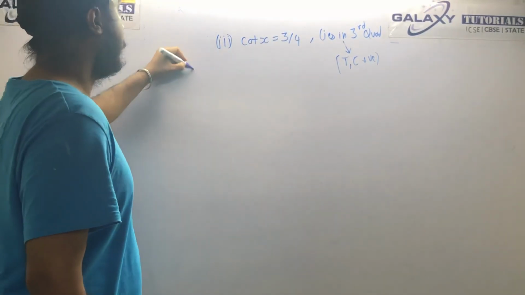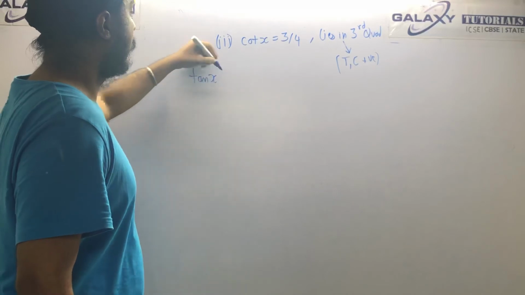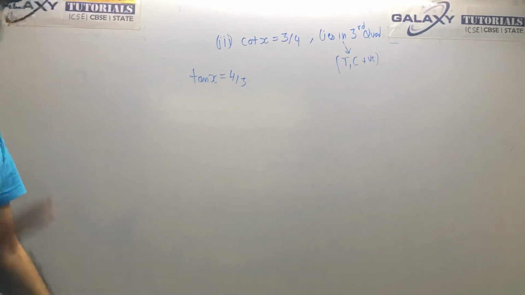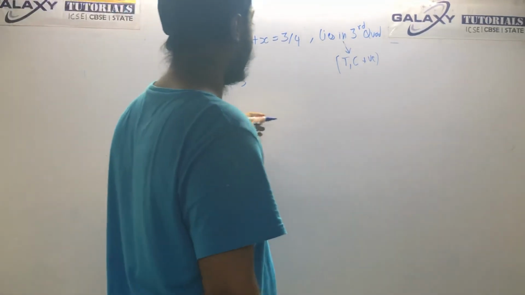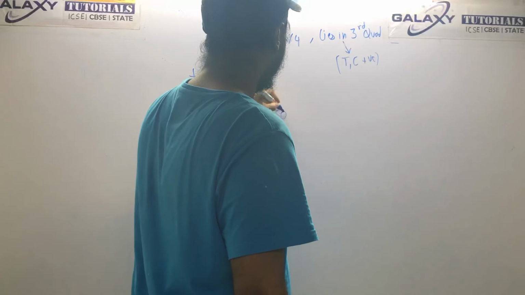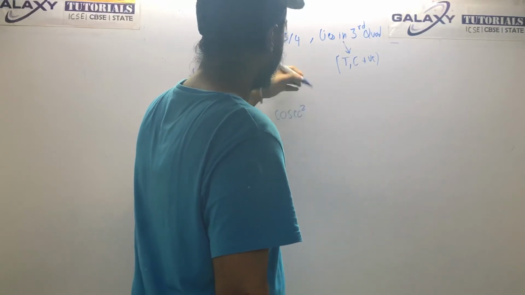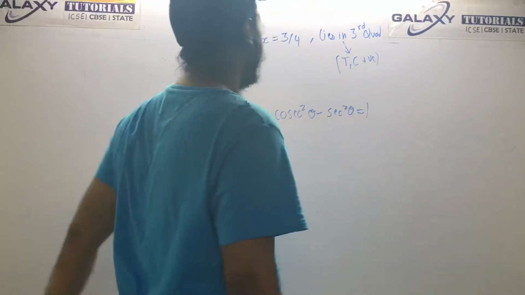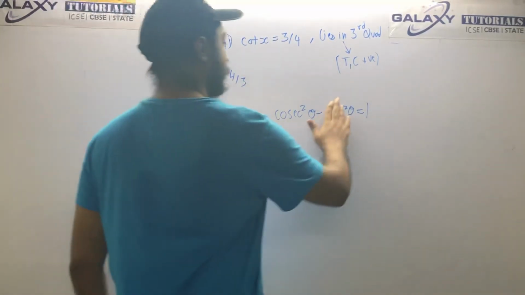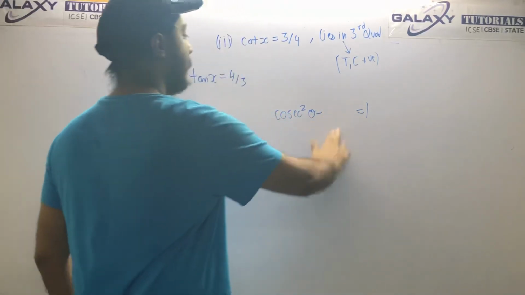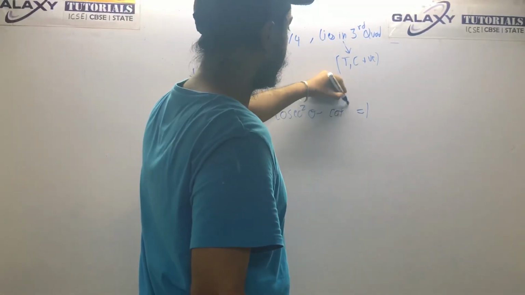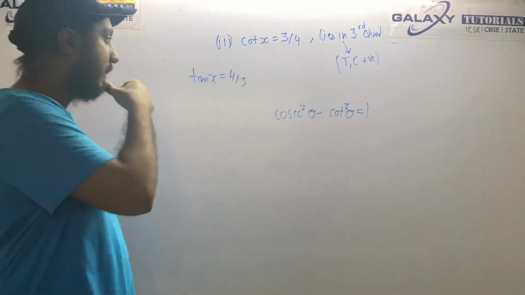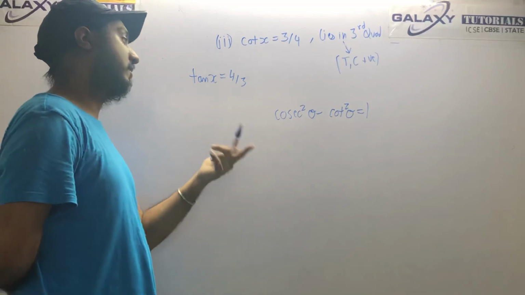So tan will be 4 by 3. So now two functions you know already. Now four functions are remaining. There is another identity I told you. That was cosecant square theta minus secant square theta is equal to 1. Sorry, cosecant square theta minus cot square theta is 1. I have shown you this identity also, derivation also. Now just substitute the values here.